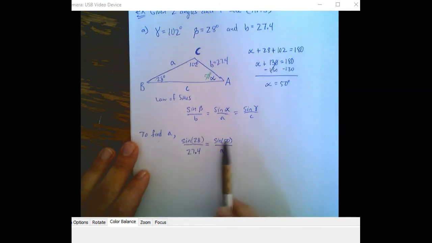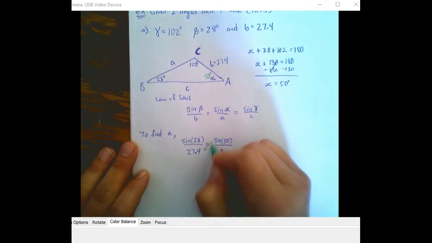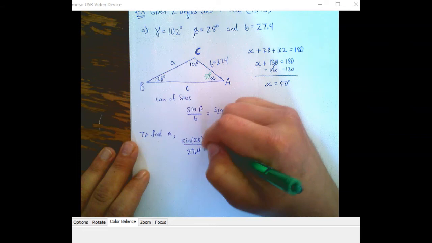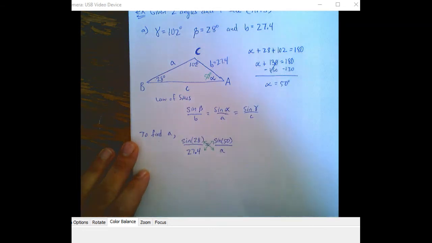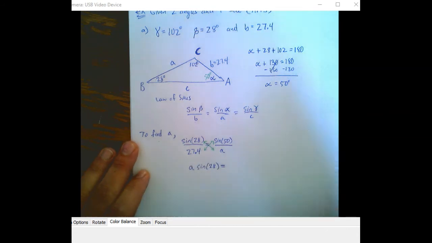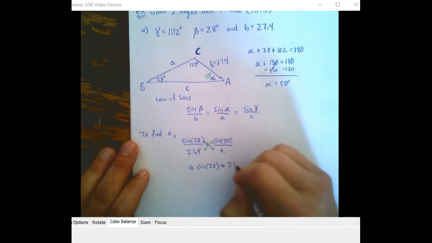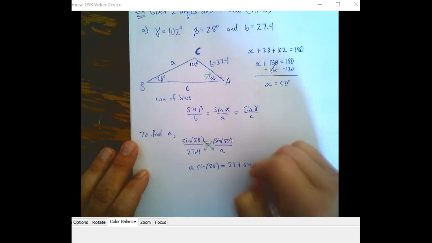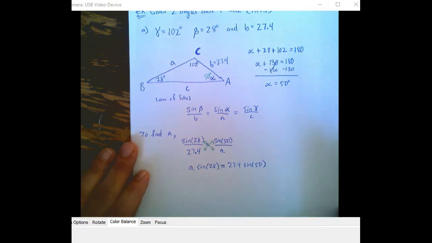So in order to solve this proportion here, what we can do is just cross multiply. So I'm going to cross multiply these two values here and set up a new equality. So the sine of 28 times a is just a sine 28 equals 27.4 times the sine of 50. Okay?